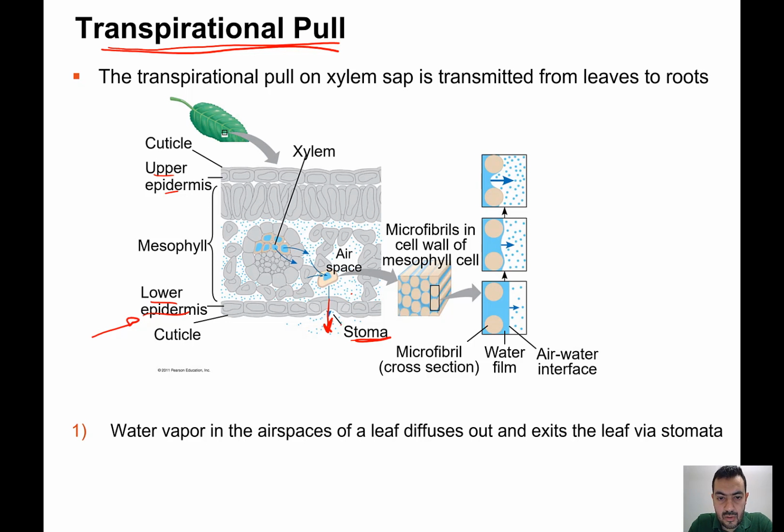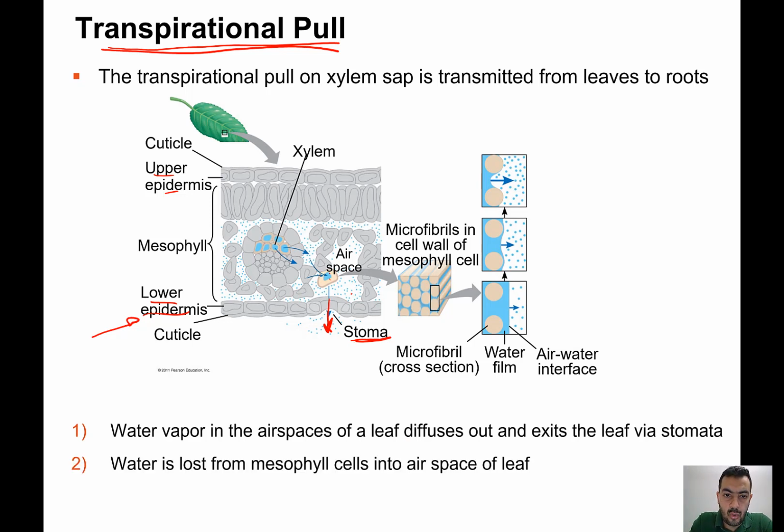Stoma is the singular of stomata, so stomata is the plural form. So water vapor in the airspace will move out of the leaf through the stomata opening. And what will happen next, then water from the mesophyll cells will come to replace the water that has diffused out of the cells.